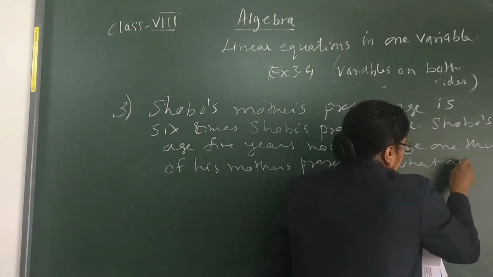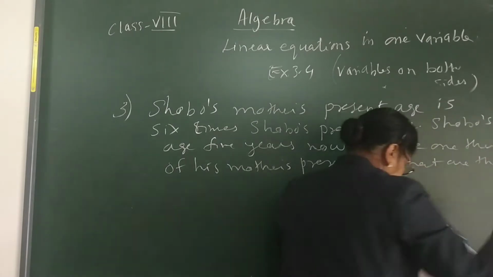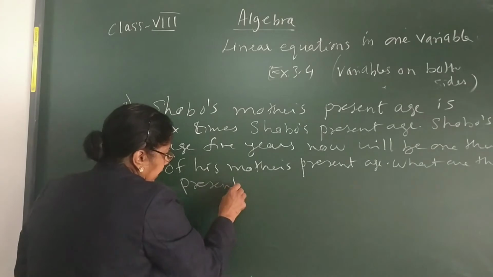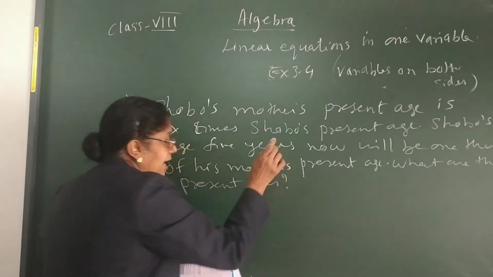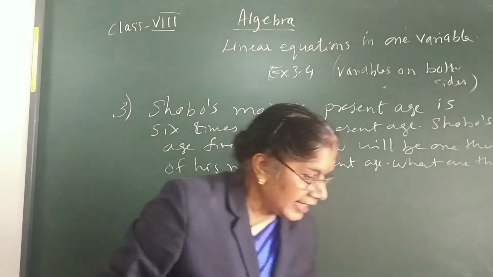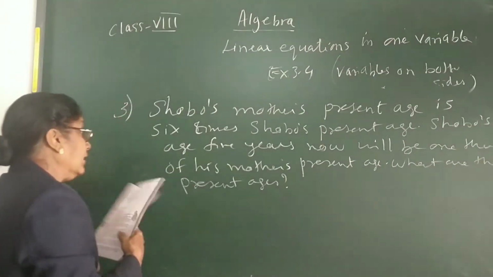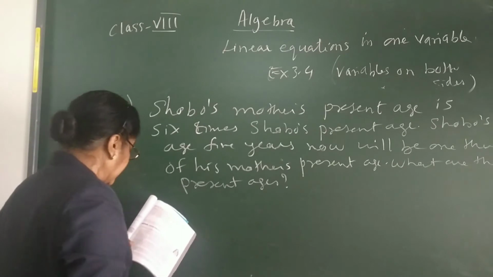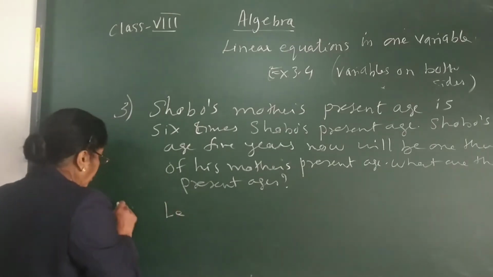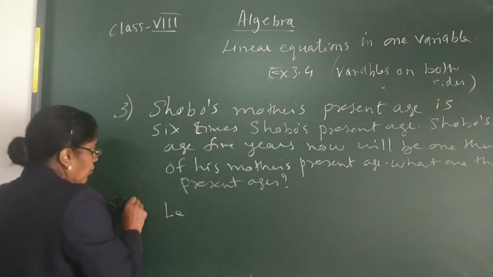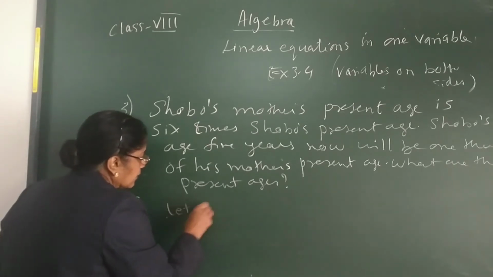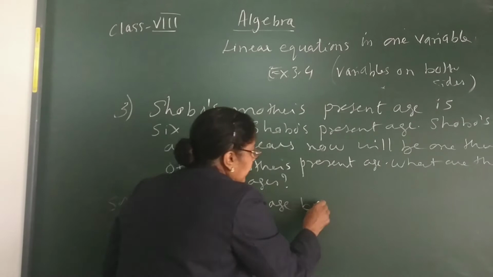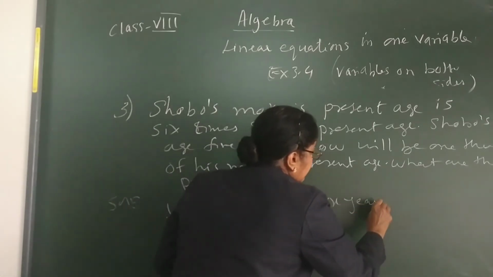What are their present ages? So be careful. Here age is given already in the other exercise, but here we have to form two equations on both the sides. So what we'll do, we don't know what is Shobo's age. So let Shobo's age be x years.